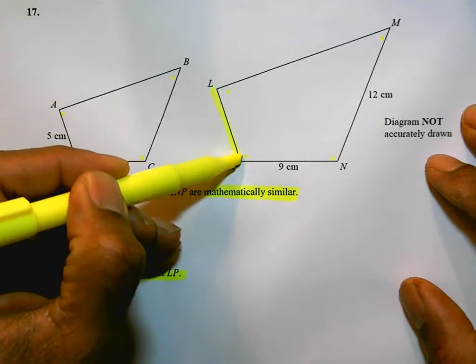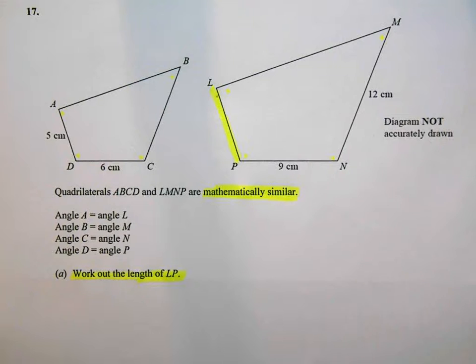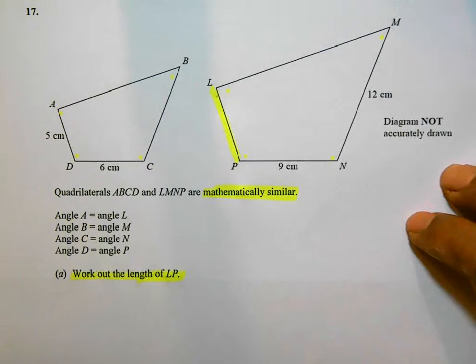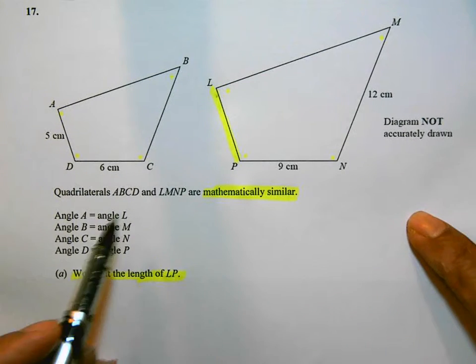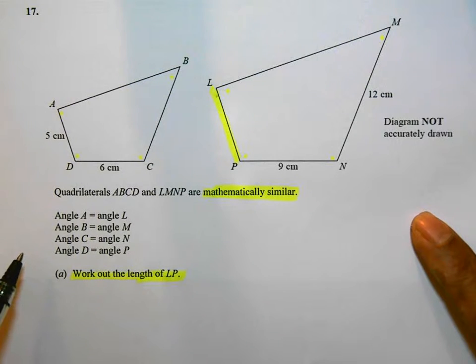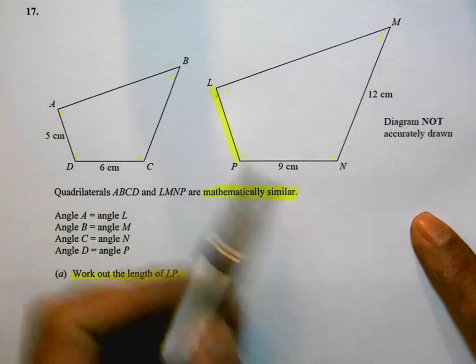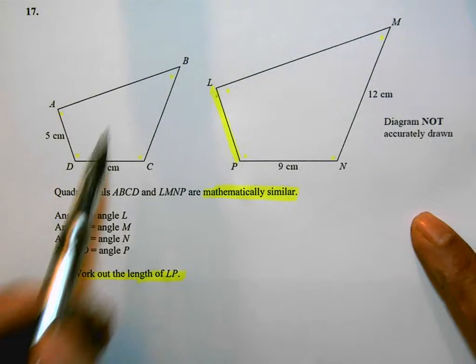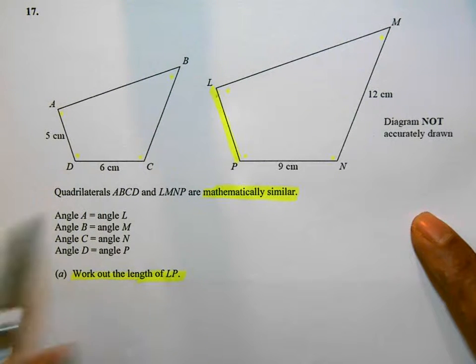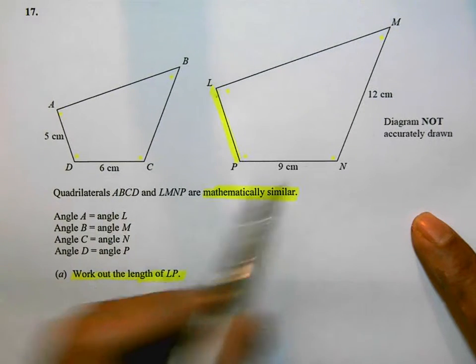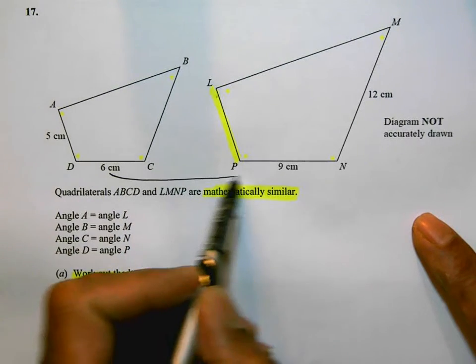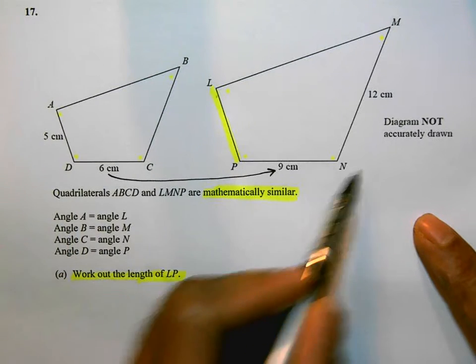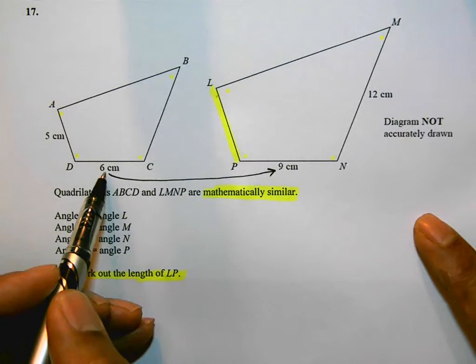So LP is this distance over here, and they would like us to work out that distance. Okay, so let's look at what we have and how we're going to work this out. If these shapes are similar, then there's a multiplier that works across between them. By that I mean the larger one is a certain number of times larger than the smaller one. And what we're going to do is see if we can find corresponding sides, and I could see that here 6, or DC, and PN are corresponding sides.